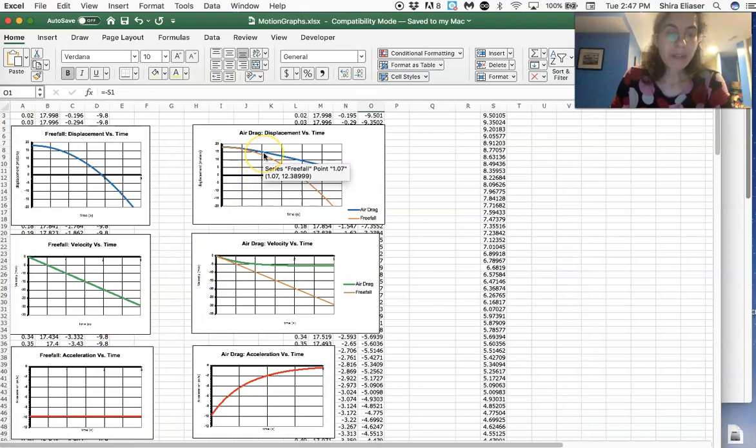But if it's a real ball falling through air, you'll notice that the air drag curve is very different than the free fall. It falls more slowly. It doesn't go as far, and it takes longer to hit the ground. Why? Because you're not picking up speed the whole time. You're picking up speed maybe in the first half second, but at the first half second or so, you're not picking up as much speed, and by 2 seconds, you've picked up all the speed that you're going to have.